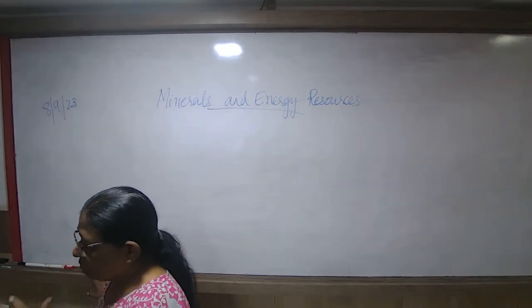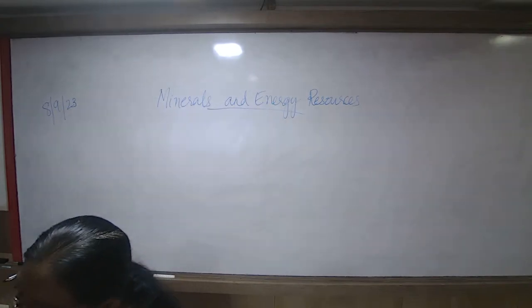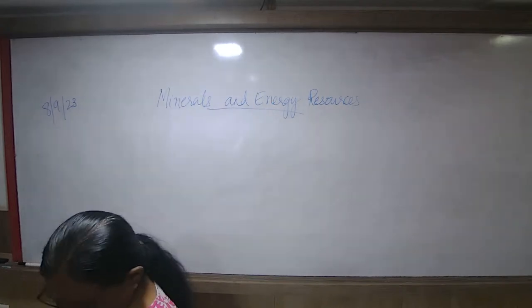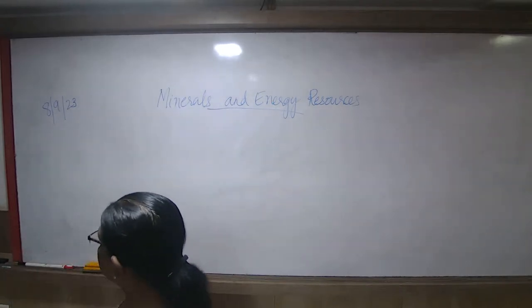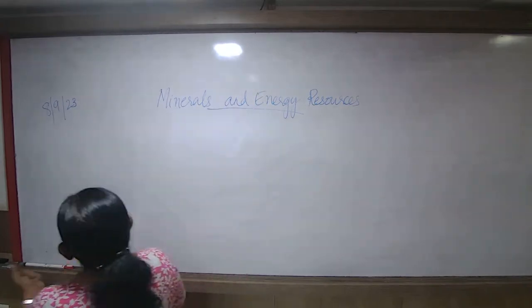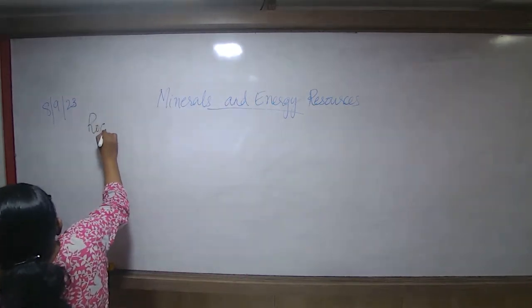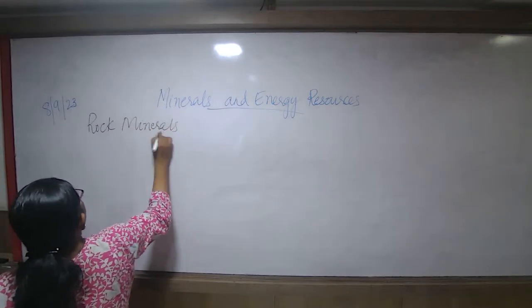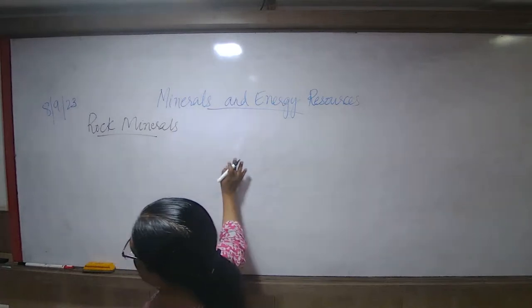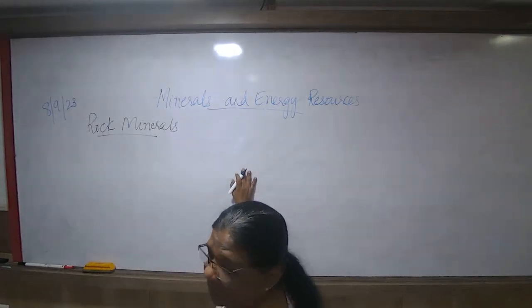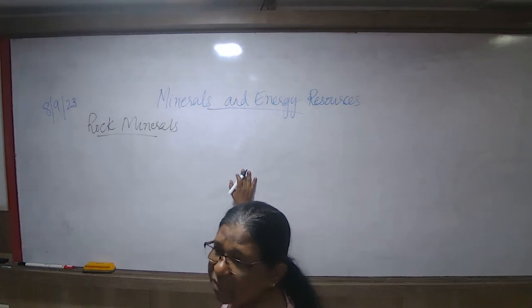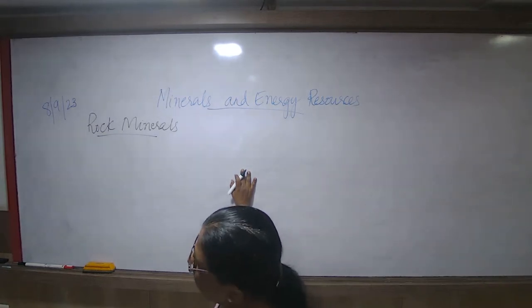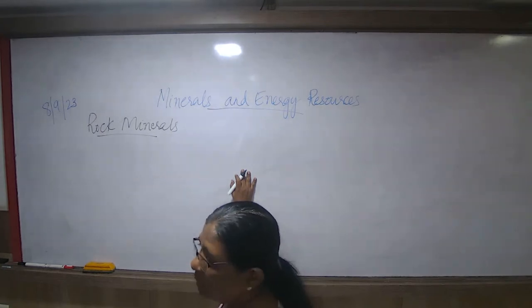Okay, learn one by one. If you are learning, then it will not be a big problem. Now we have to study about the rock minerals. What are rock minerals? The minerals which are found in association with rocks. Okay. That is rocks composed of calcium carbonate or calcium and magnesium carbonate.